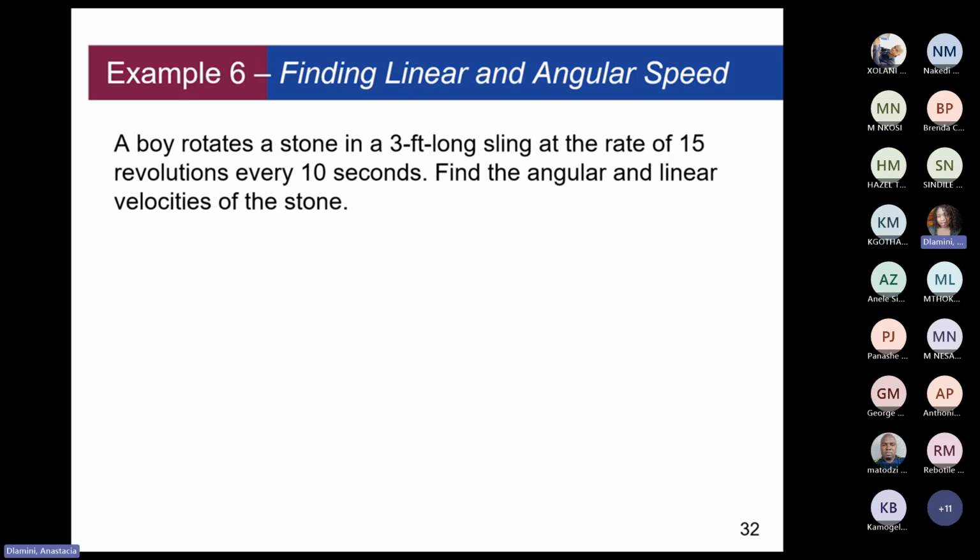Where do you get the 30? From multiplying 15 revolutions with 2 pi, the complete revolution. Because there's two pi radians in one revolution. You're saying you get that W is equal to 30 over 10? Yes, ma'am. That's wrong.